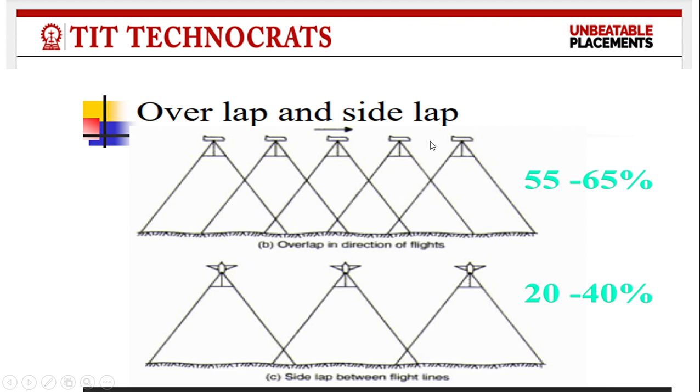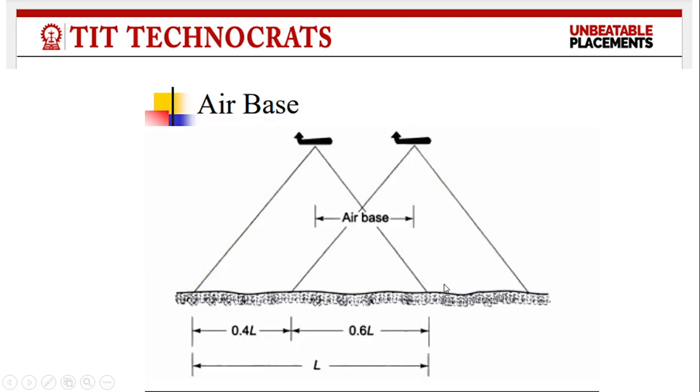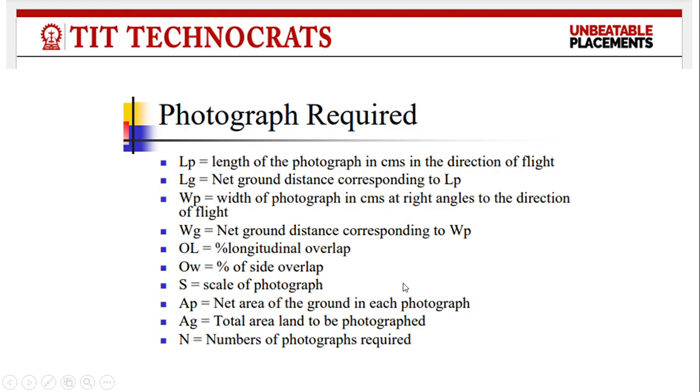So, overlap and side lap. Generally overlap is taken as 55 to 65% and side lap is between 20 to 40%. Then this is the air base. LP is the length of photograph in centimeters in the direction of flight. LG is the net ground distance corresponding to LP. WP is the width of photograph in centimeters at right angle to the direction of flight. WG is the net ground distance corresponding to WP.